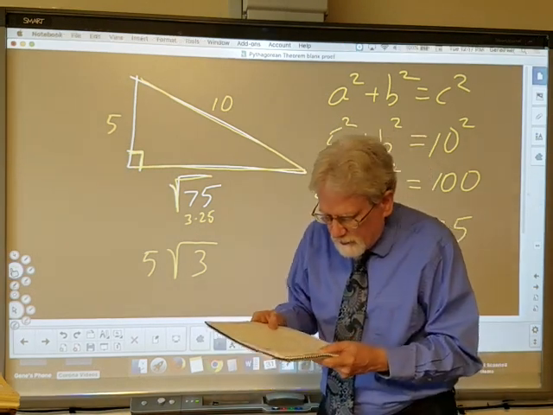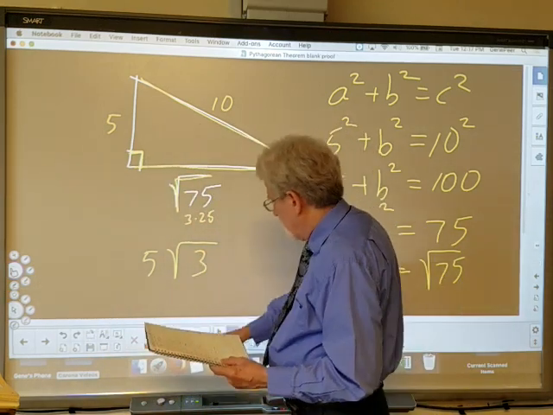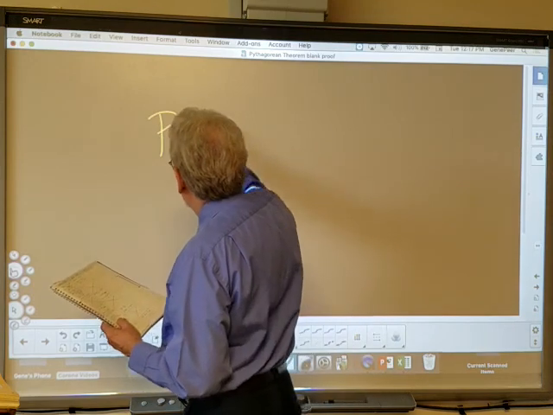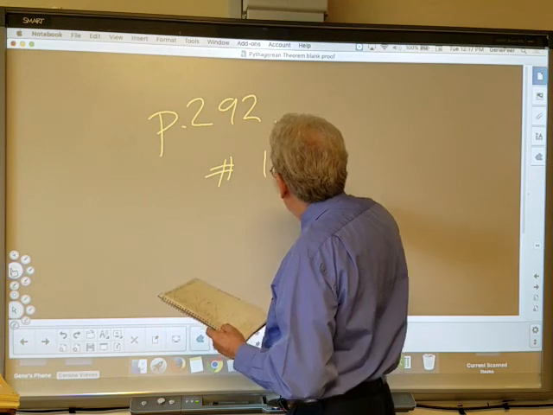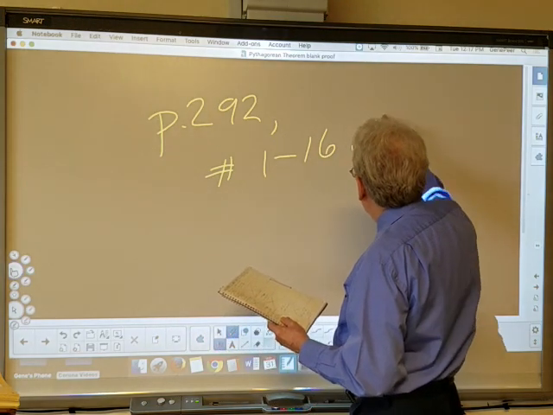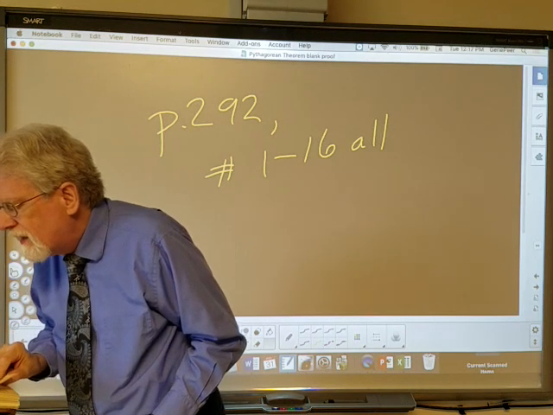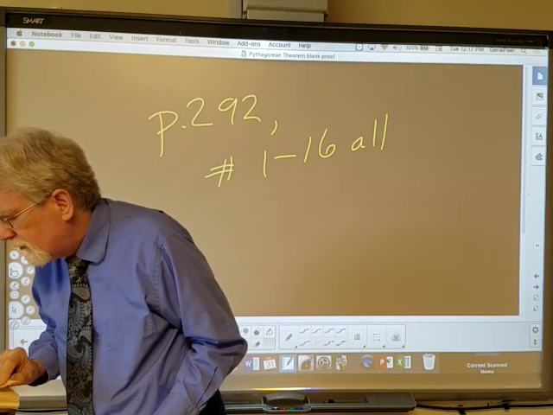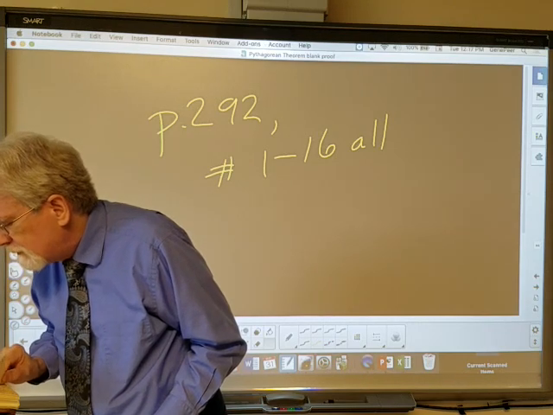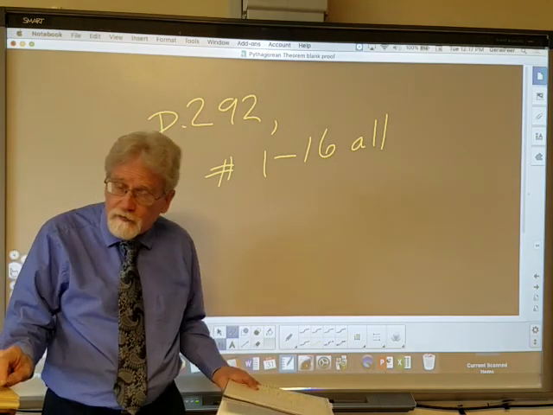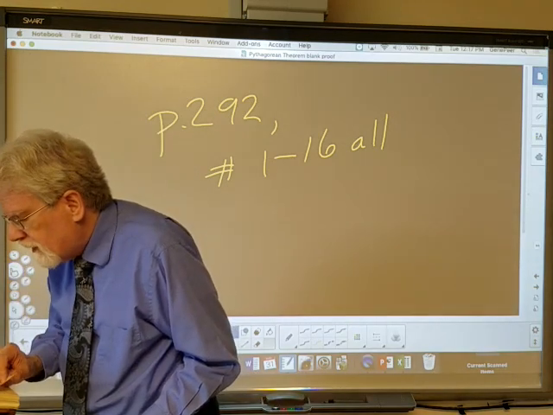And the assignment will be on page 292. Let's clear all this. Page 292, numbers 1 through 16 all. Let me take a peek at those and see if I like what I see. 1 through 16 all. Oh yes, these are nice. These are very nice problems. A couple of them are a little bit tricky, but hey, it's the tricky problems that separate the A's from the A pluses. There are a couple that are a little bit tricky.